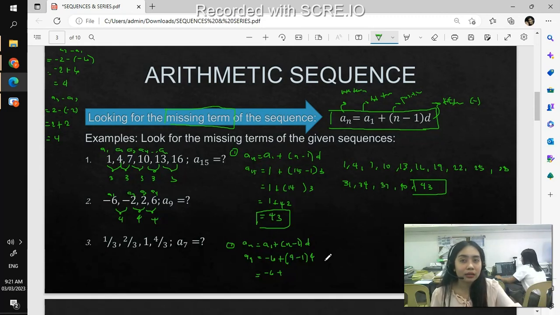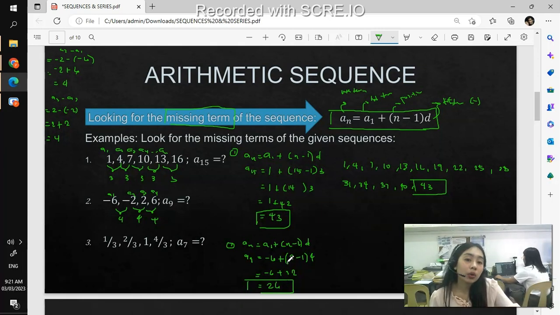That gives us 8. Okay, times 4, that's 18, plus 18, that gives us what? Is it 18? 9 minus 1, that's 8. Okay. So 8 times 4 is 32. So negative 6 plus 32, that gives us 26. Therefore, the ninth place of this sequence is positive 26.